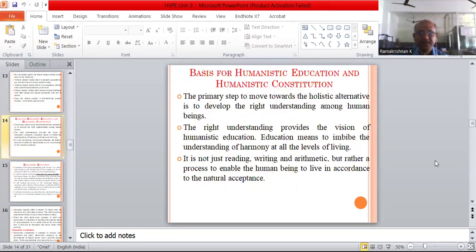Next is the humanistic education. The humanistic education comes from the right understanding about human beings. Education means to imbibe the understanding of harmony at all levels of living. So we cannot say it is just writing and passing the exam. It is a continuous process and practice with natural acceptance.